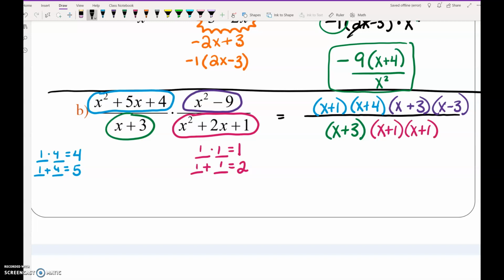Now we get to play the cancel game. What matches, what cancels? X plus 1 cancels out one of the x plus 1s. X plus 3 cancels x plus 3. So our final answer is x plus 4, x minus 3 over x plus 1.